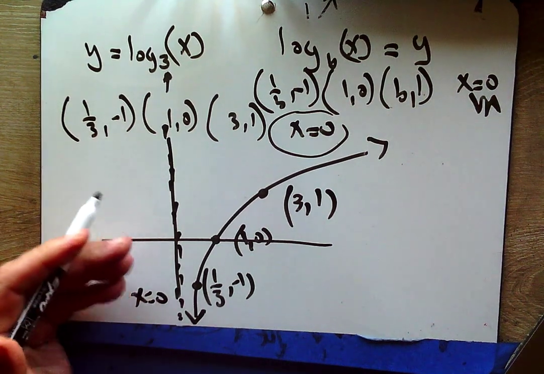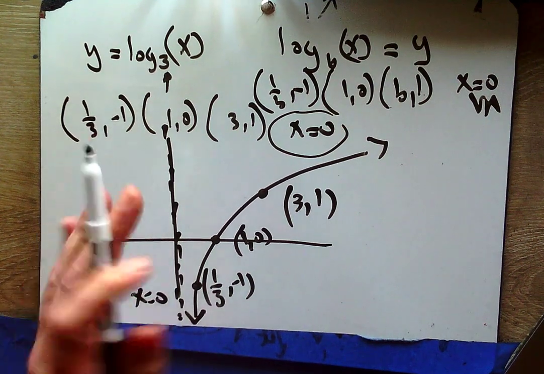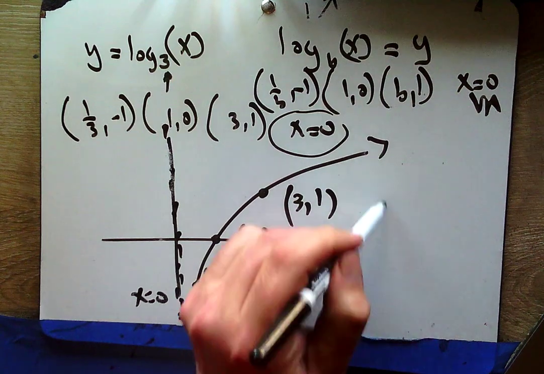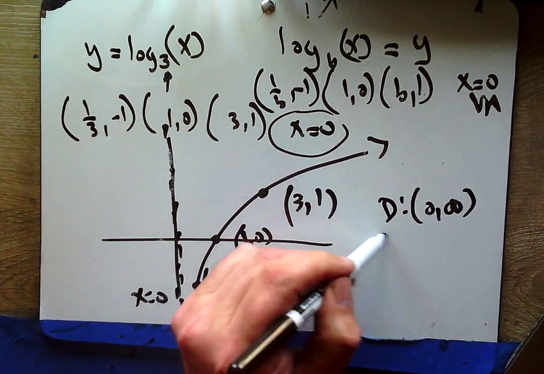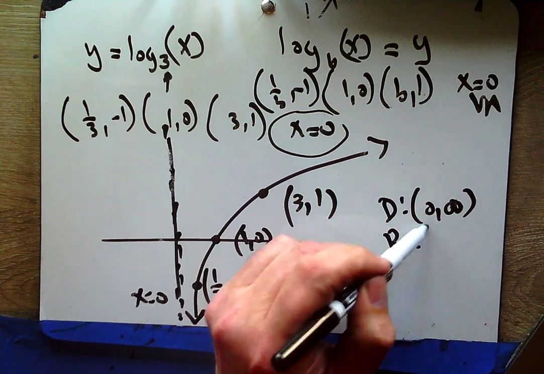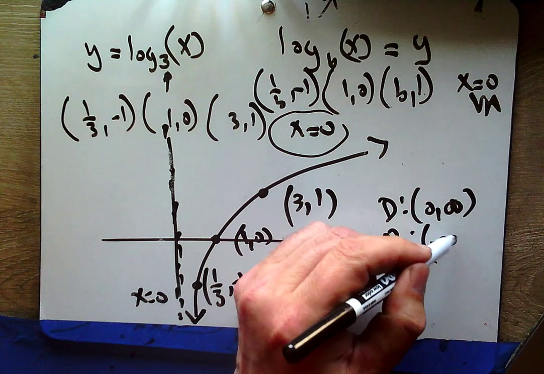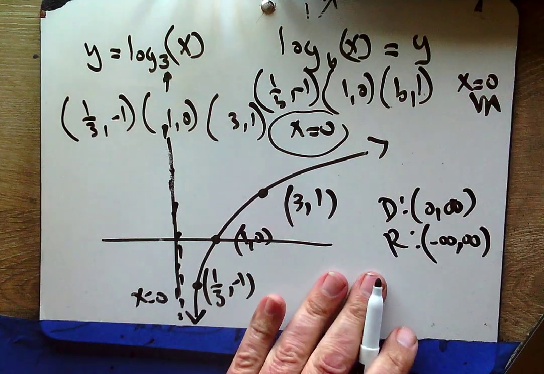So if I'm asked about the domain and range, well, I see my domain starts here and goes over. So the domain is 0 to infinity. The range, on the other hand, is going down forever and going up forever. I'm going to say negative infinity to infinity. That's for my log function.